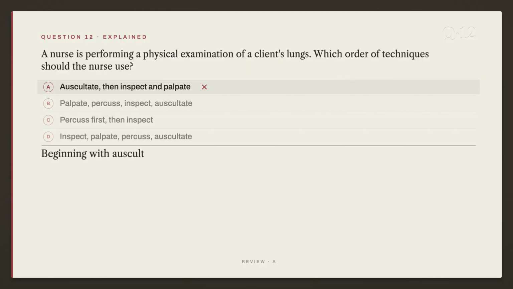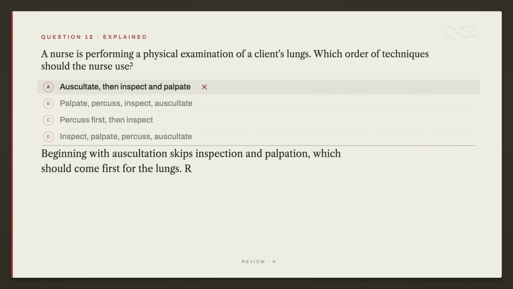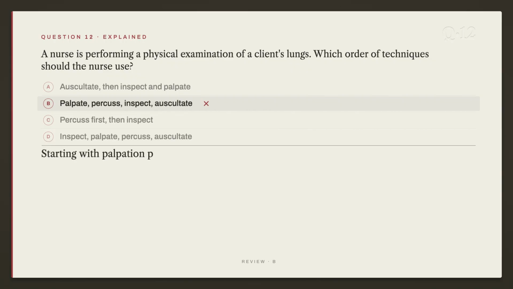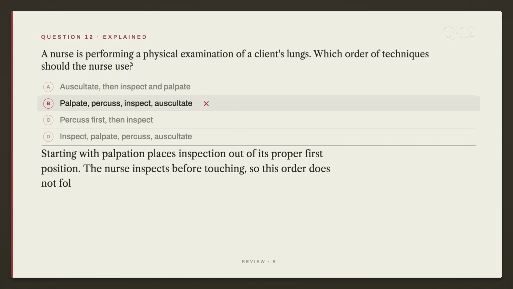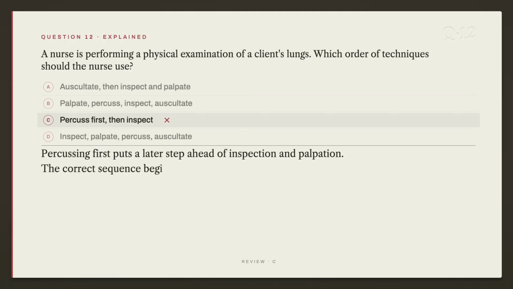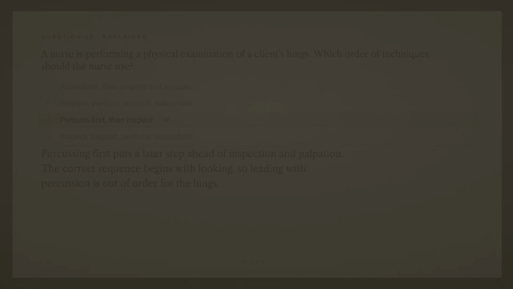A is wrong because beginning with auscultation skips inspection and palpation, which should come first for the lungs. Reordering this way breaks the standard sequence used for most body systems. B is wrong because starting with palpation places inspection out of its proper first position. The nurse inspects before touching, so this order does not follow the standard examination sequence. C is wrong because percussing first puts a later step ahead of inspection and palpation. The correct sequence begins with looking, so leading with percussion is out of order for the lungs.